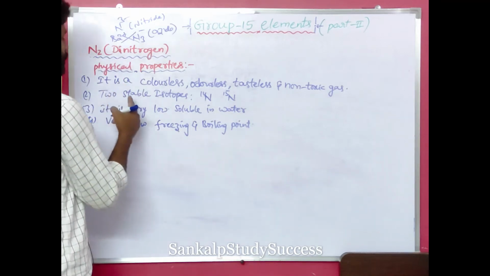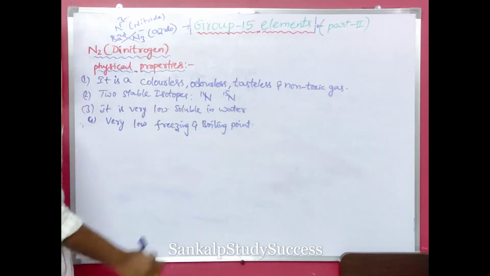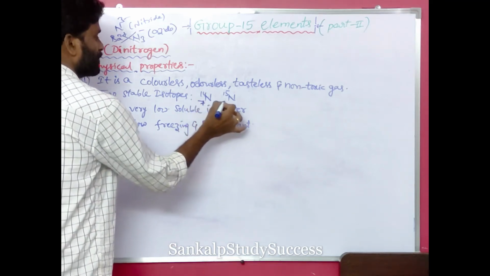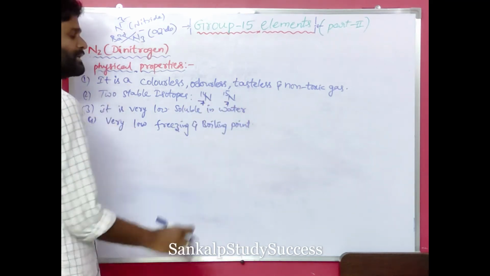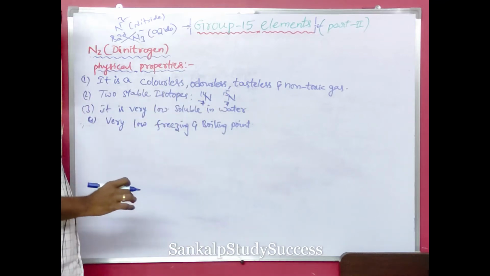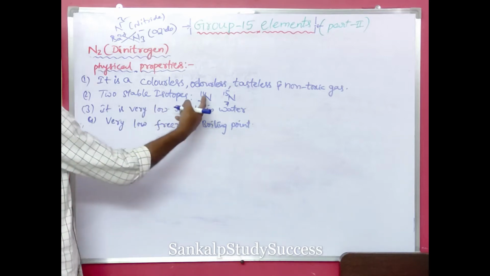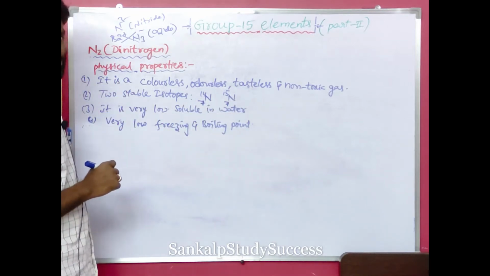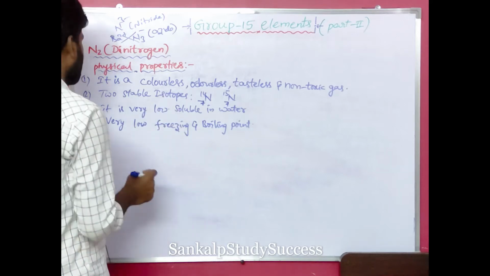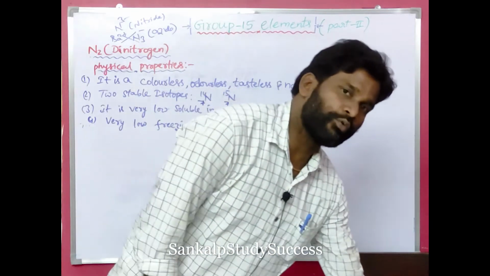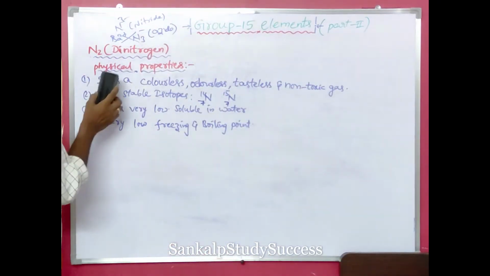Its two stable isotopes are nitrogen 14 and 15. We know that isotopes have the same atomic number but different mass numbers. What are the two stable isotopes? N14 and N15. Nitrogen is very less soluble in water. Its freezing point and boiling point are also very low. These are the physical properties. Now I am going to explain the chemical properties.